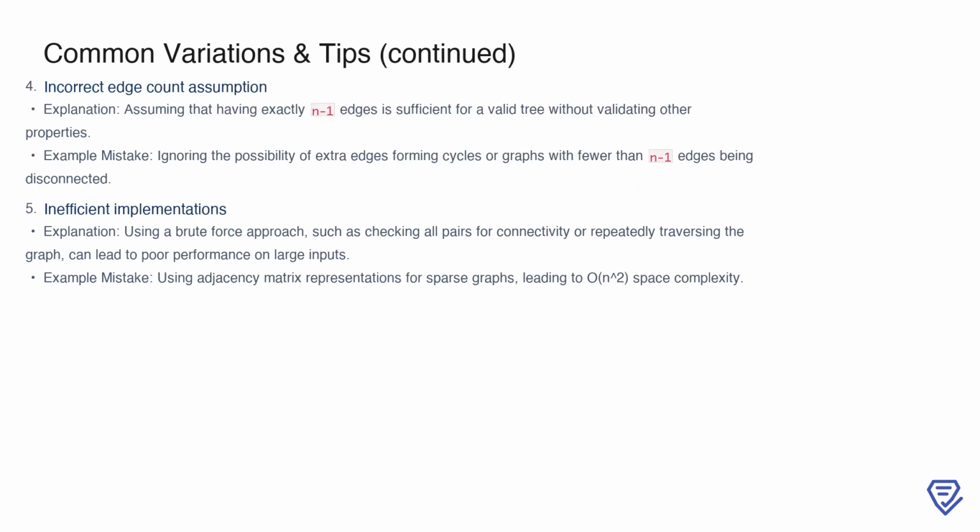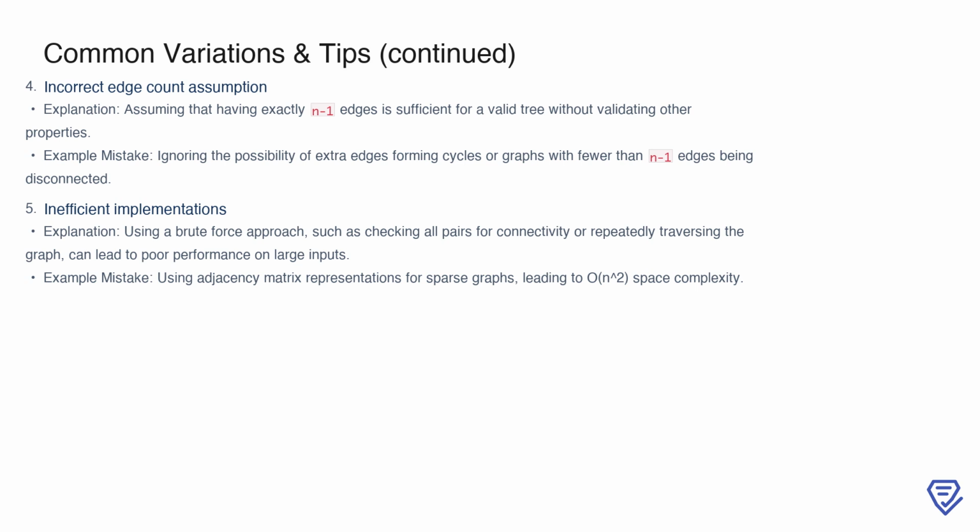Another mistake to watch out for is making incorrect assumptions about the edge count. While it's true that a valid tree with n nodes has exactly n-1 edges, this alone is not sufficient to conclude the graph is a tree. For example, extra edges could introduce cycles, or fewer edges might leave the graph disconnected.